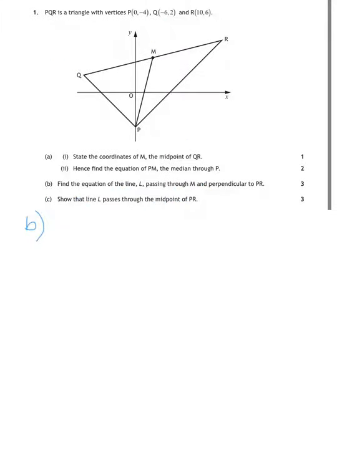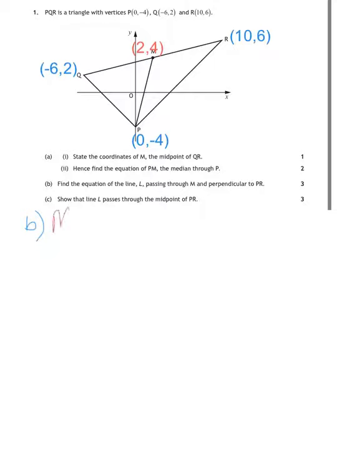So now we're going to do part B. Now B asks us to find the equation of the line L, which is passing through point M and is perpendicular to PR. So again we're asked for the equation of a line. Again we need a gradient and a point. Well, we've been given a point because it passes through M. We know that point is 2, 4. We're told that it's perpendicular to PR. So what we're going to do is find the gradient of PR and then use the perpendicular rule to work out our gradient.